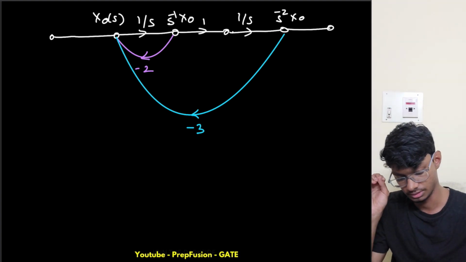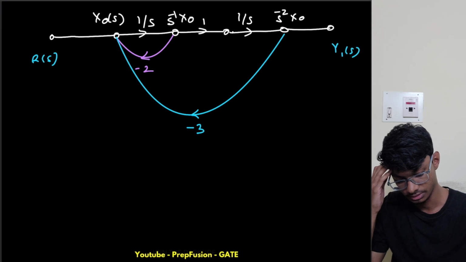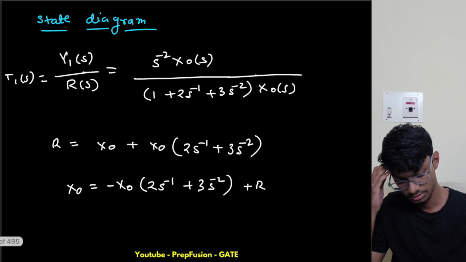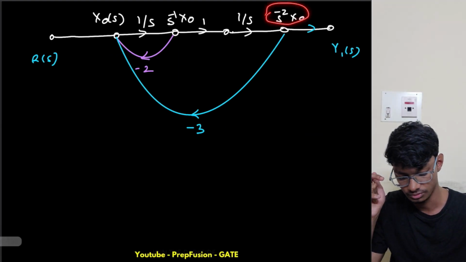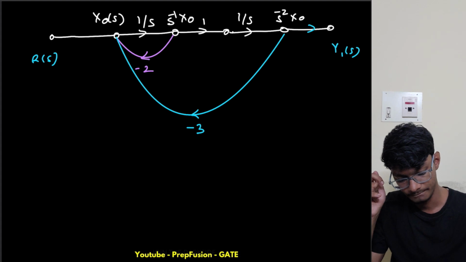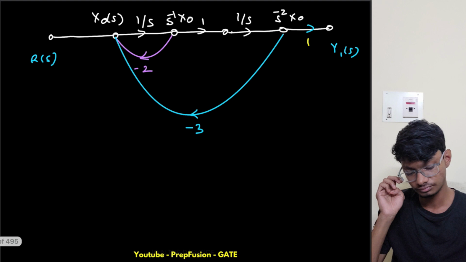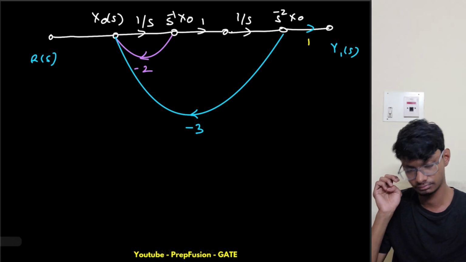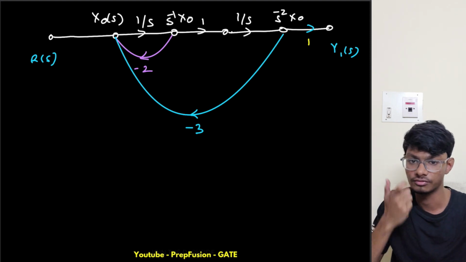So this is my r of s, and this is my y1 of s, right? And what is this gain? This gain is simply 1, right? And this is s raised to power minus 2 into x of s. Exactly, that is what I have here. So this will be gain 1, this will be gain 1, this will be my gain 1. Okay, so this is how my state diagram for this one will look.